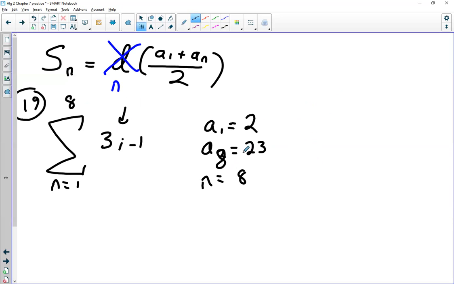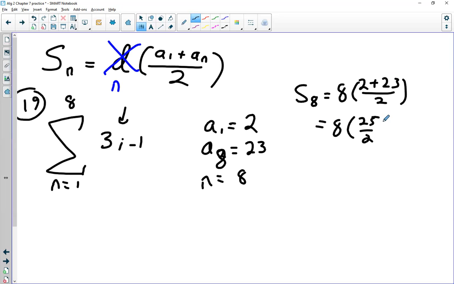Okay, so since we're counting 8 numbers, it's going to be S of 8 equals 8 numbers times 2 plus 23 over 2. 8 times 25 over 2. This ends up being 100 after you do the math. So it's the same thing, it was supposed to be N instead of D, which is my fault. Cross that out and fix that.